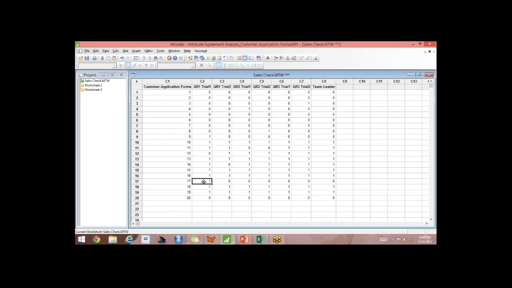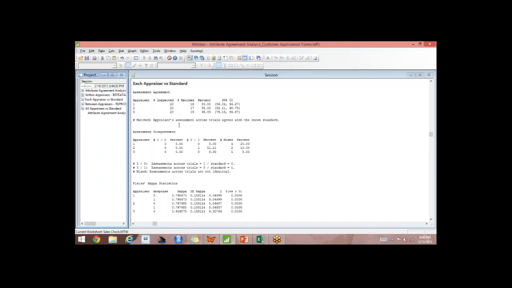Look into customer application form 17. 1, 0, and 0. Not matching. Right? Quality representative 1 in trial 1 says application form is complete. In trial 2 he says it is incomplete. And also the standard says it is incomplete. So there is a mismatch. Right? So that is what is coming here. Each appraiser versus standard, 16. 16 times it matched with the standard.